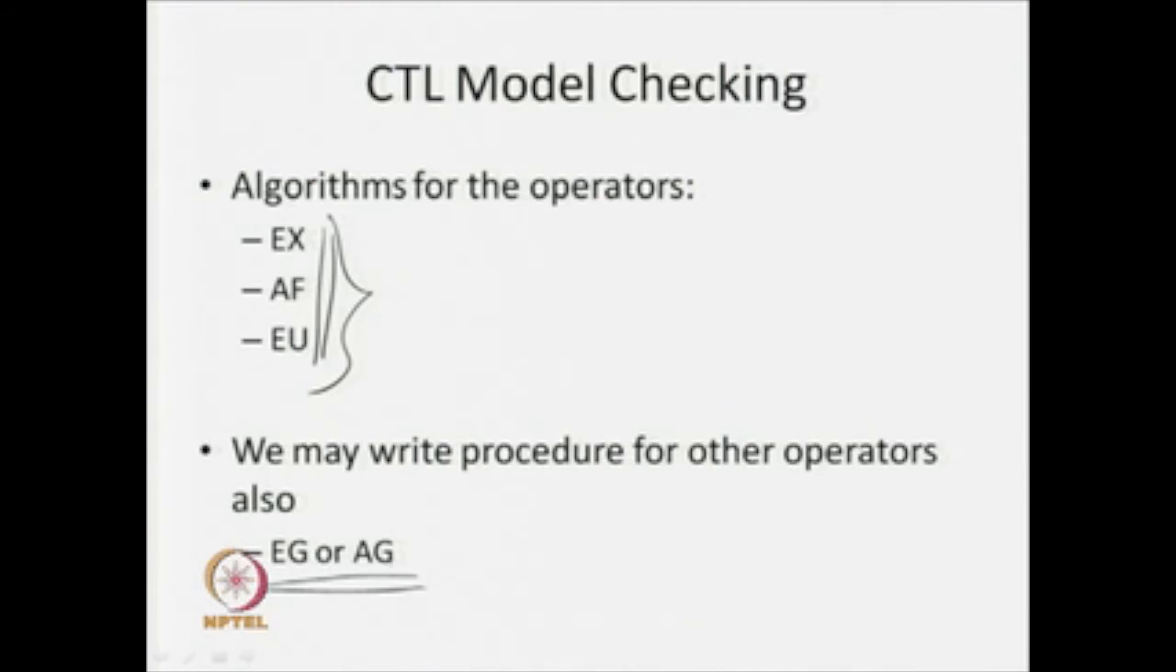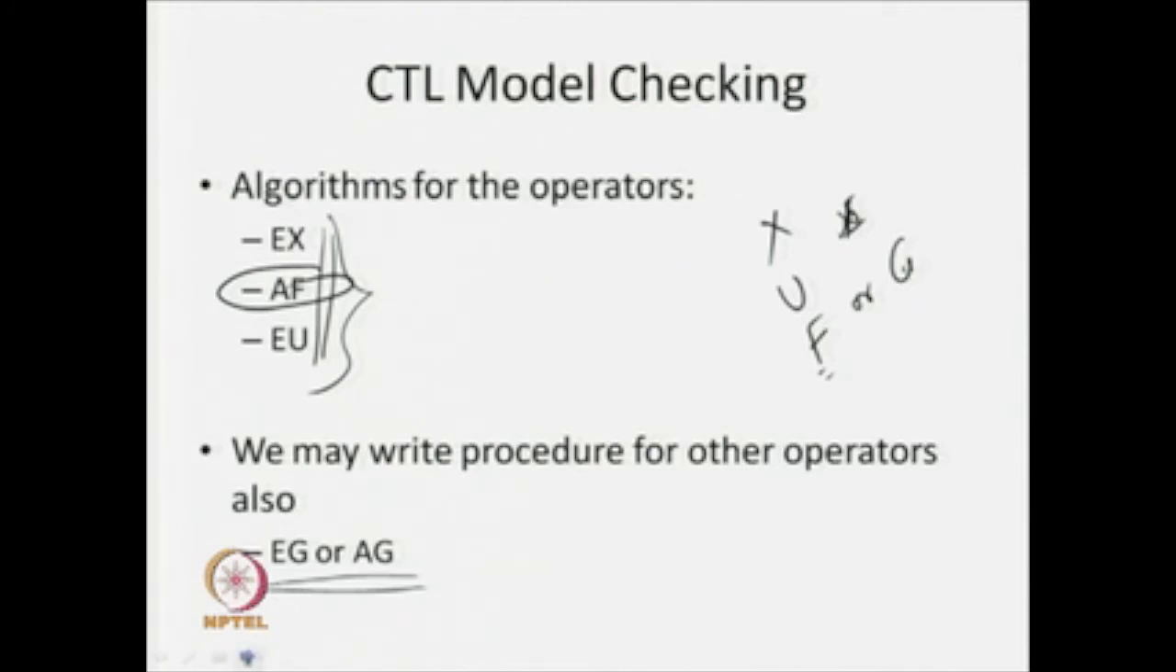If we can write a procedure for these two, then what will happen? My adequate set of operators may be different, because already I have said that I need one next operator, one until operator, and either F or G. So, for F I am looking into F. Okay. Now, for G also, you can say that instead of F I can use G. So, I am going to see the procedure for EG and AG.